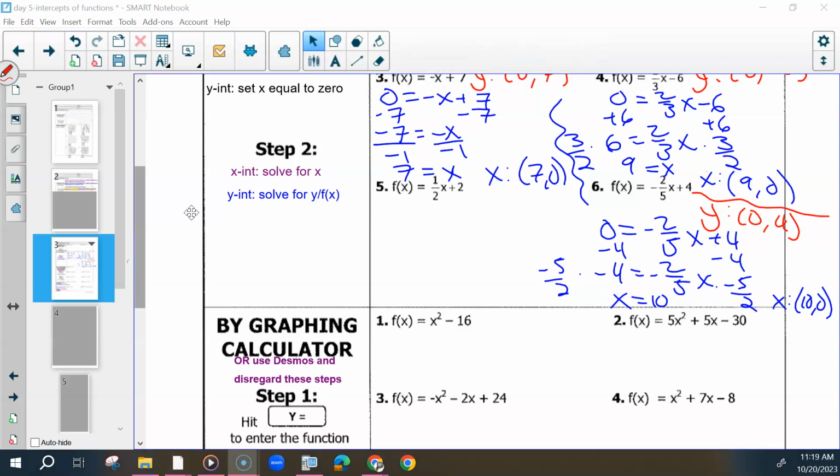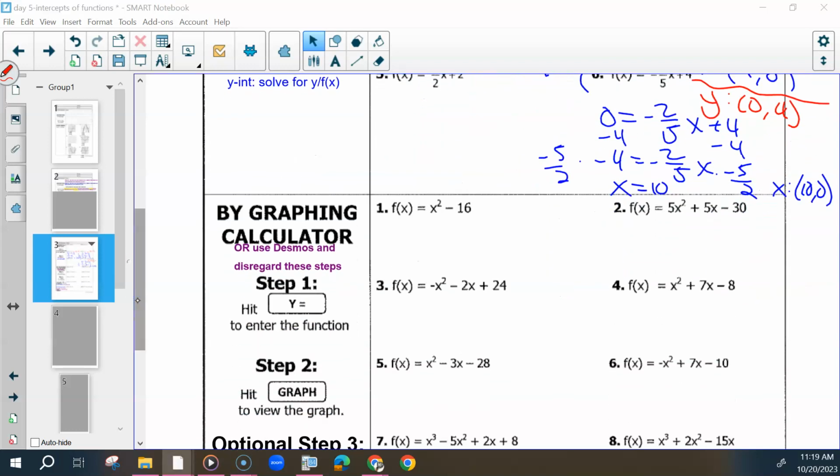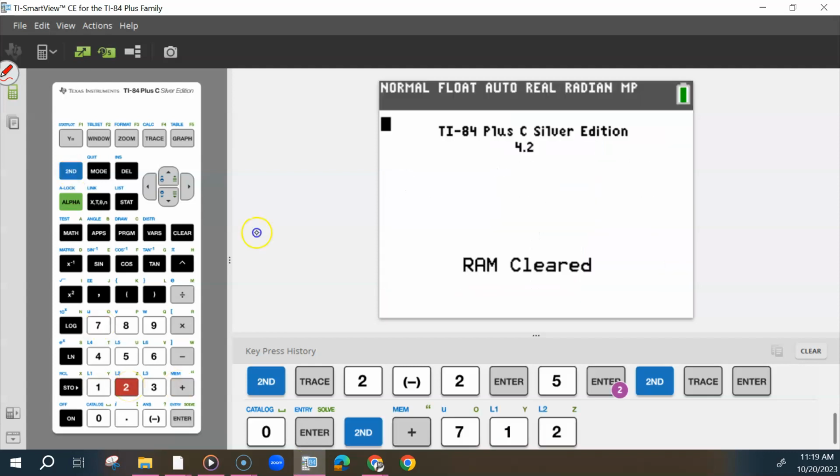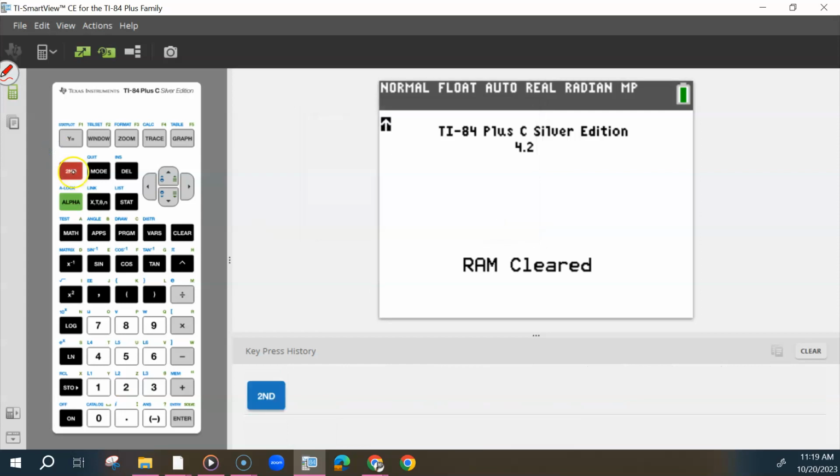I'm going to show you how to do this on the calculator first because it's more steps. And then I'll show you how to do it on Desmos, and then I'll give you some time to practice with either, and then we'll move on. So in your calculator, reset it first. Second plus 7, 1, 2.